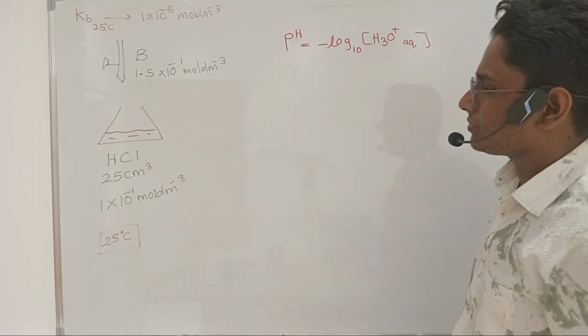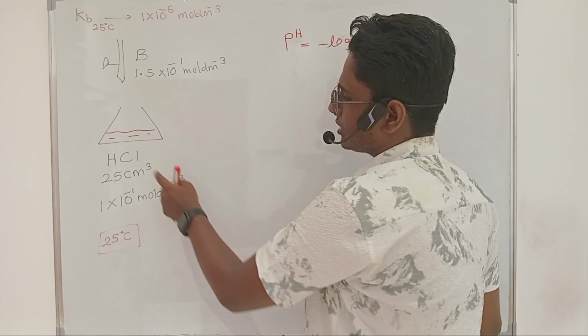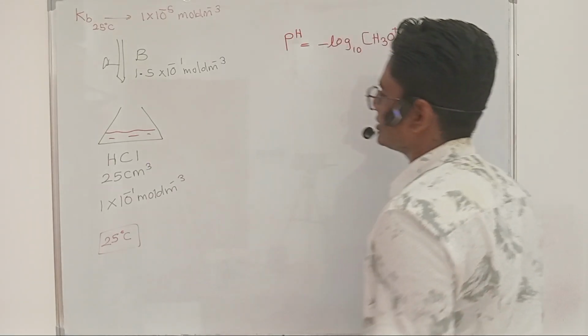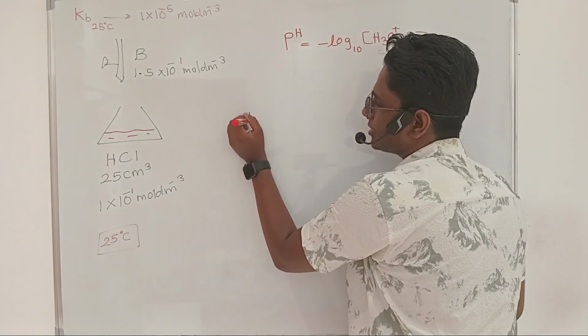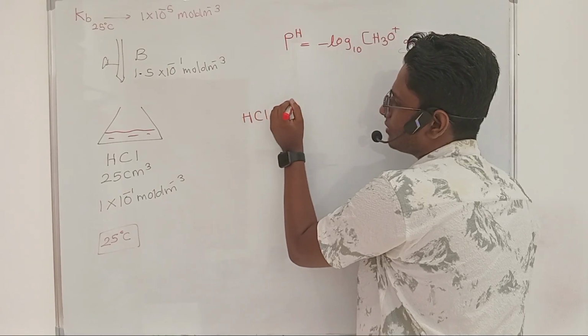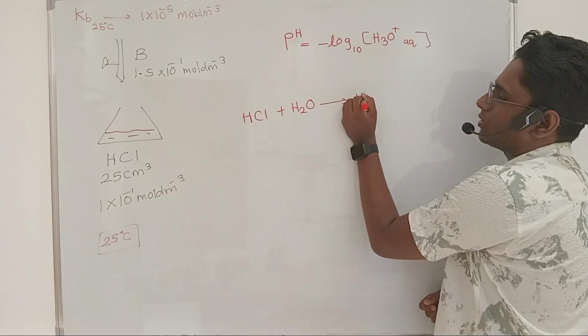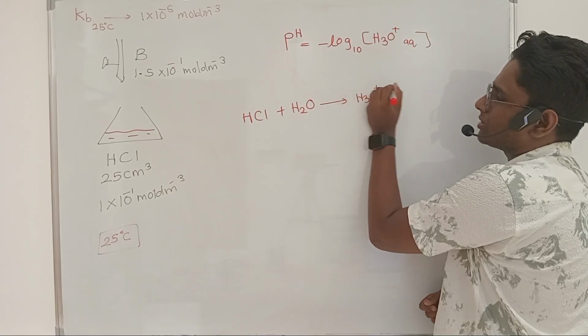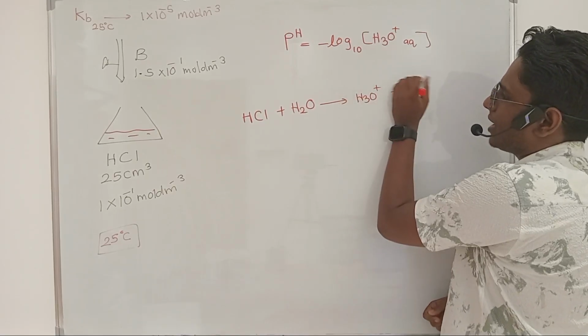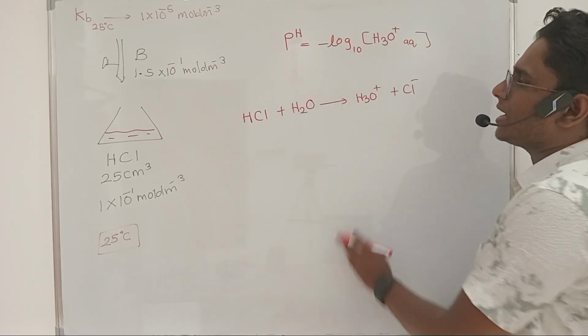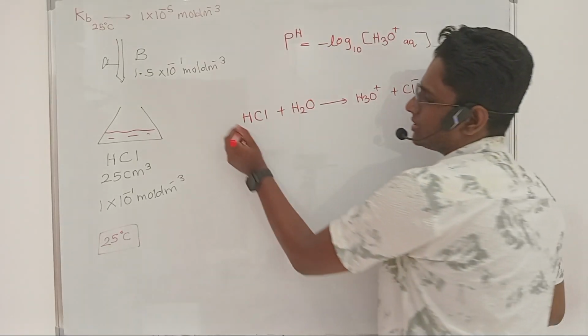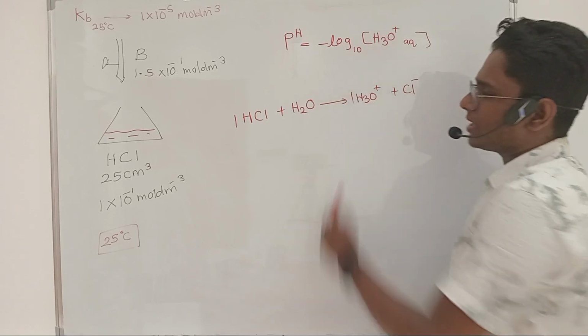Now here, what is the concentration of HCl? HCl will be ionizing when put into the solution. It will be ionizing as H3O⁺ ions, giving H3O⁺ ions and Cl⁻ ions. As this is a strong acid, it will be completely ionizing. So one HCl will provide one H3O⁺ ion.